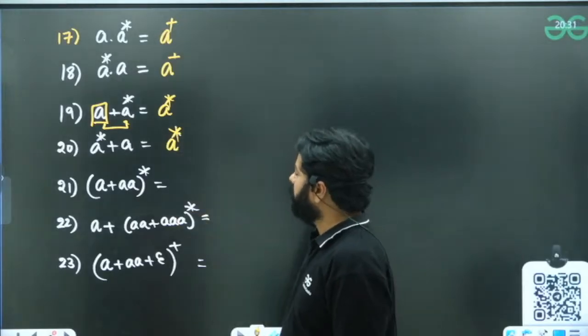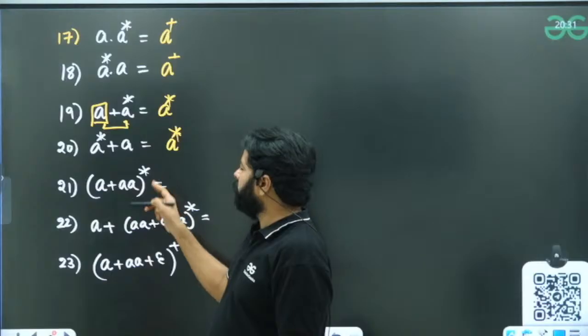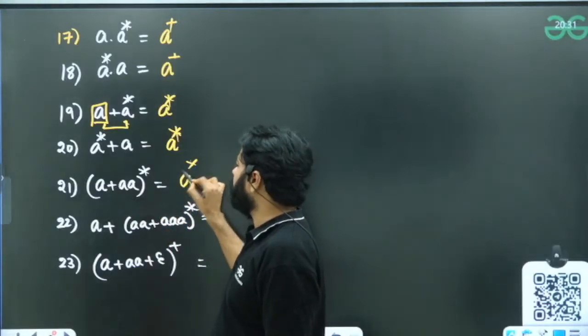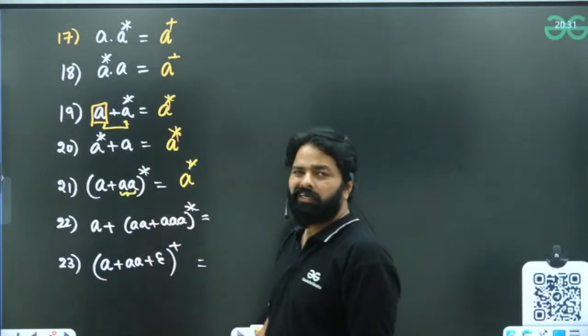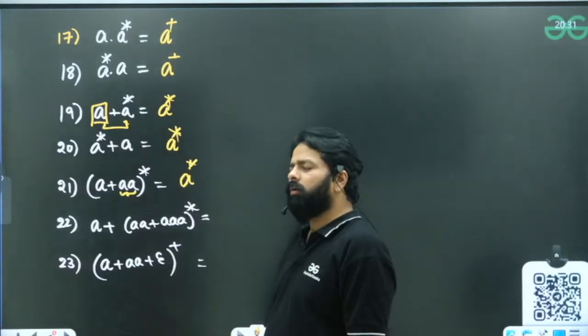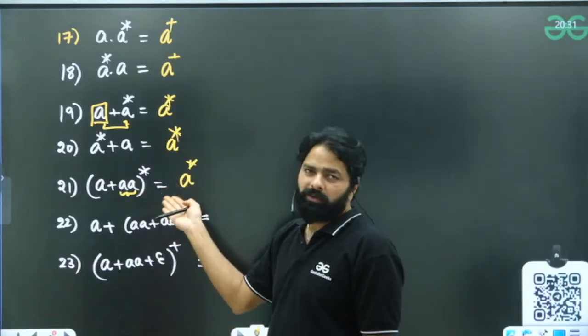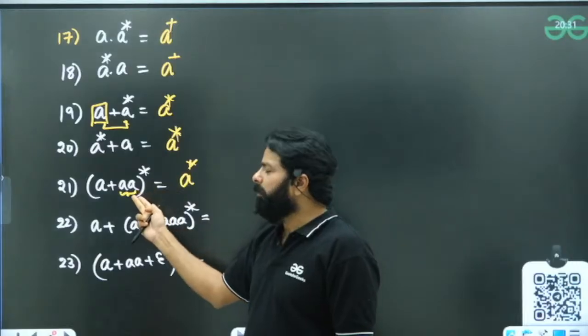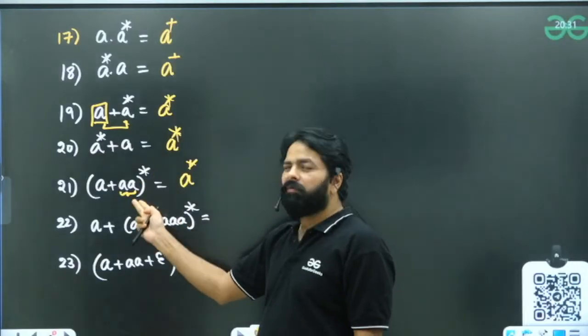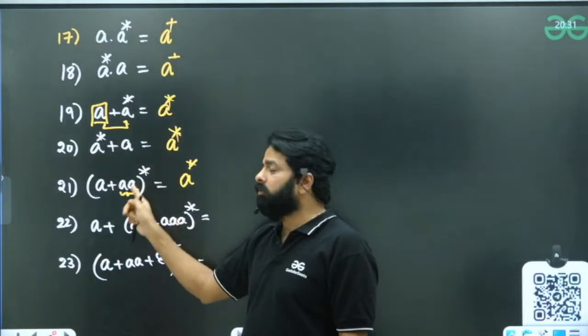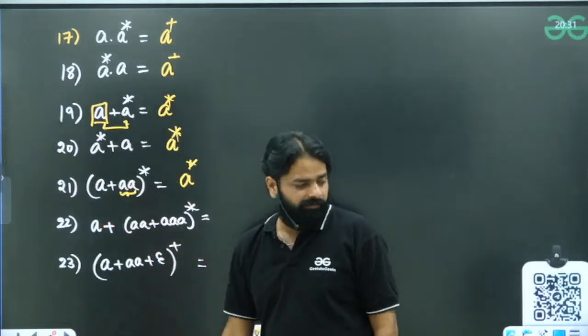This one A plus double A whole star, is it A star only? Is not required at all. Redundant term, useless. Of course useful, but already A was doing what double A can do. See, if I want a double A, I can do in power 1 or I can do even in power 2. This A I can take twice.